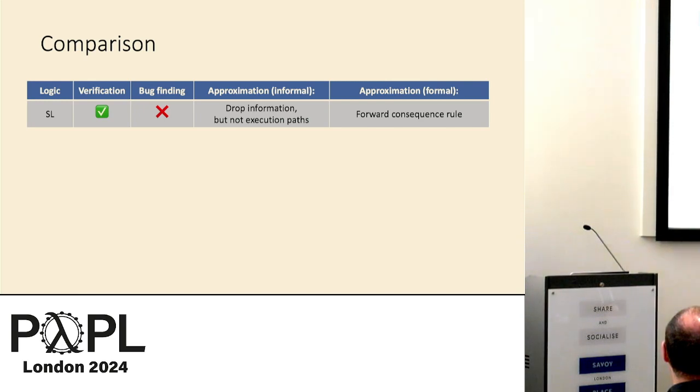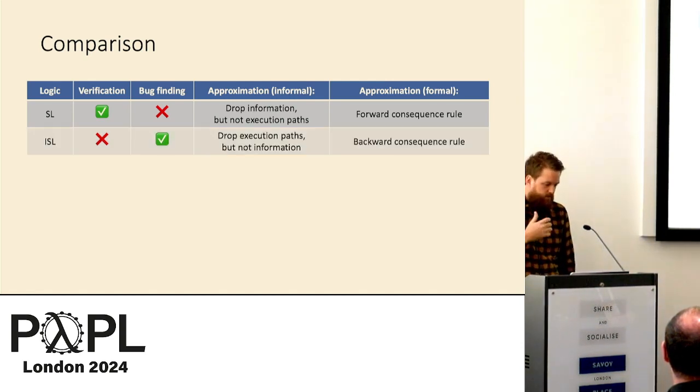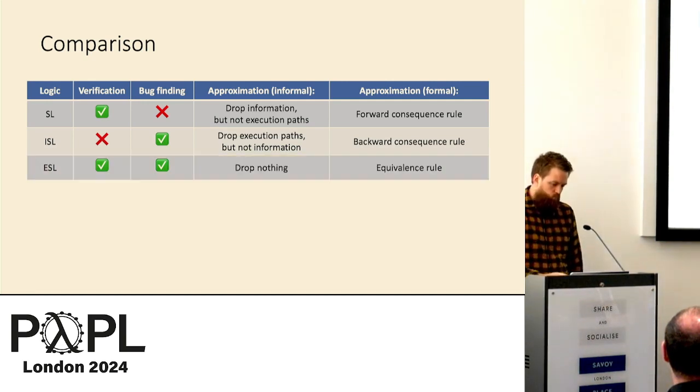And if we do a quick comparison between these 3 logics, one could say something like this. So separation logic is a good fit for verification, because the kind of approximation you can do there doesn't allow you to drop execution paths, but it is not necessarily a good fit for bug finding, because you can drop information along execution paths. Whereas for incorrectness separation logic, you have the opposite situation. And ESL is a good fit for verification and bug finding, because there you're not allowed to drop anything.